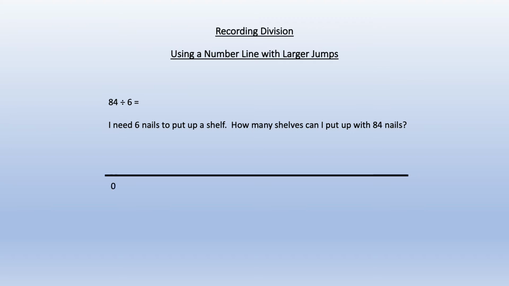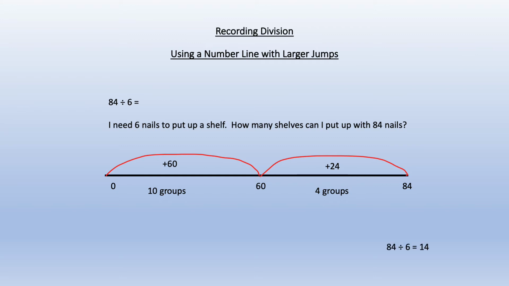We draw an empty number line. A jump of 10 chunks of 6 takes you to 60, leaving 24. And using our 6 times tables or multiples that we could write down the side, it should be clear that you need another 4 jumps of 6 to reach 84. And altogether that is 14 6s, so therefore 84 divided by 6 equals 14.